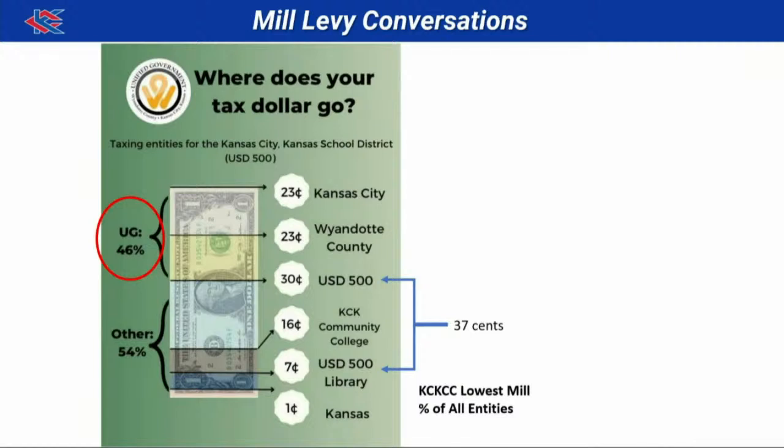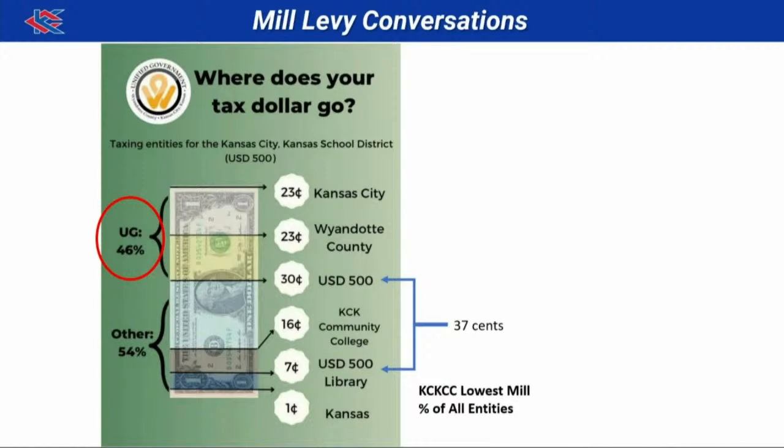KCKCC's current cents on the dollar is 16. So our percentage of the taxes within Wyandotte County is actually the smallest of any entity in any taxing district in the county. So the conversation has been, do we all look at lowering the mill rate for our organizations? The UG is looking at it. I can't speak for the other entities. I do not believe that this is something that we can do.